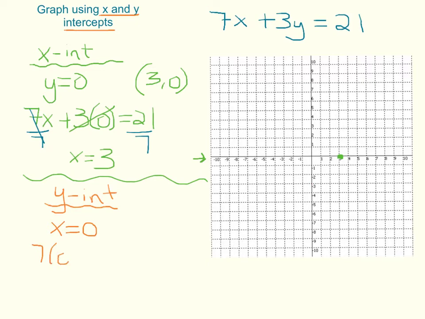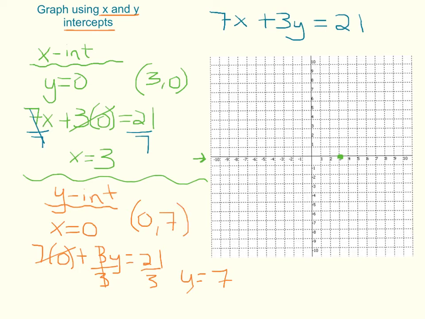So 7 times 0 equals, that's supposed to be plus 3y equals 21. This cancels. Now you can divide by 3 and divide by 3. So y equals 7. So I have the point (0, 7) as my y-intercept. So I can plot that point. And now all I have to do is connect those 2 points, and I will have a straight line that represents my equation.